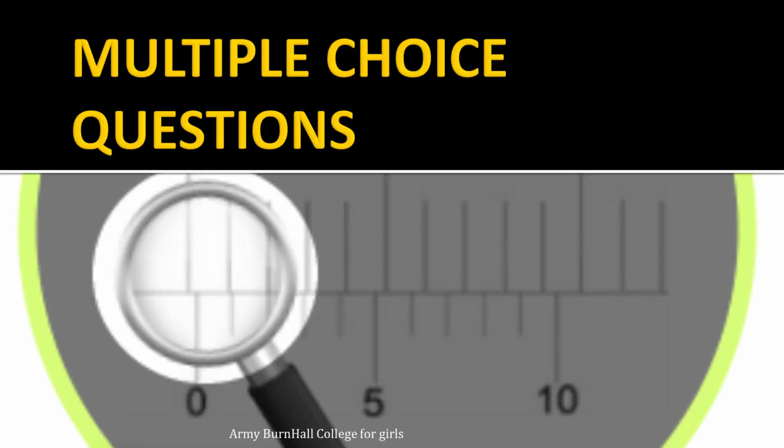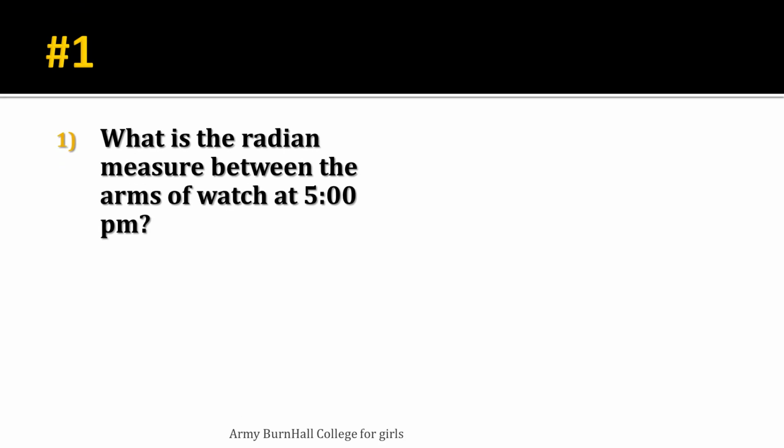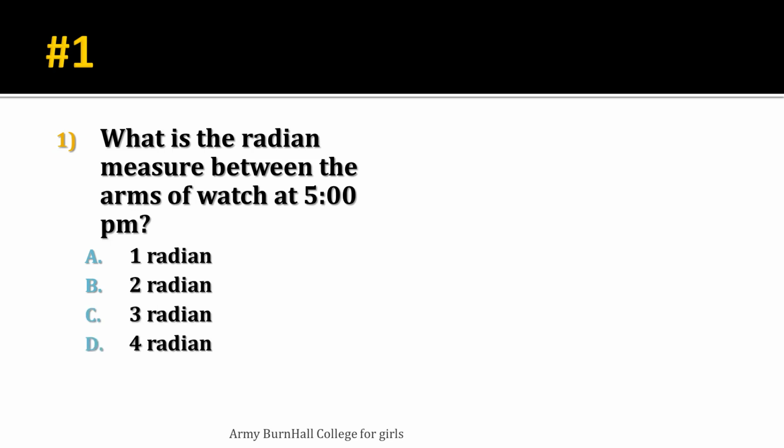Okay, so moving towards multiple choice questions. Our first MCQ is: what is the radian measure between the arms of a watch at 5 p.m.? We are provided with 4 options. Option A is 1 radian, option B is 2 radian, option C is 3 radian and option D is 4 radian. We have to choose the correct option from these given options.